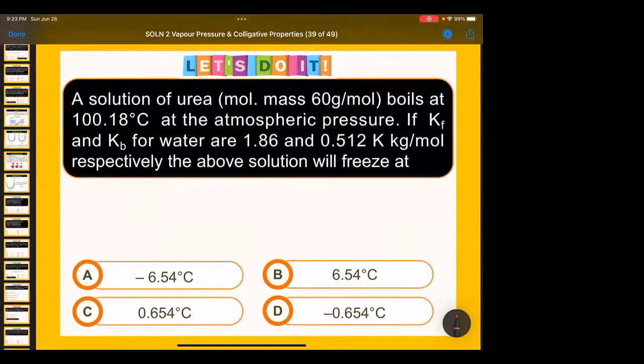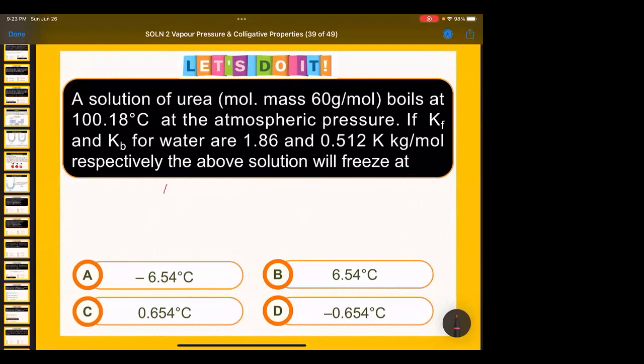Let's send the answer. What is the answer? Sir, for me it's coming D. D, the last option. Yes, sir. Okay. And Samira, what are you getting? Can you explain this question?